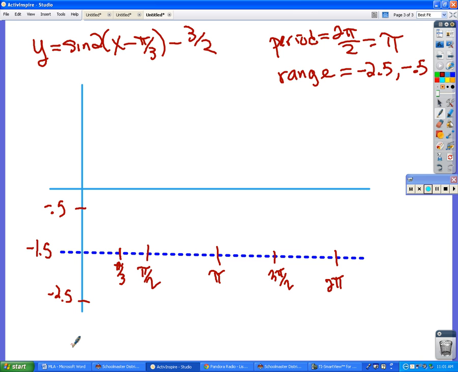Which means that I need to add pi over 3 onto all of these things to find out where the real maximums and minimums and zeros are actually happening. Okay? So what's pi over 2 plus pi over 3? Does anybody know? 5 pi over 6.